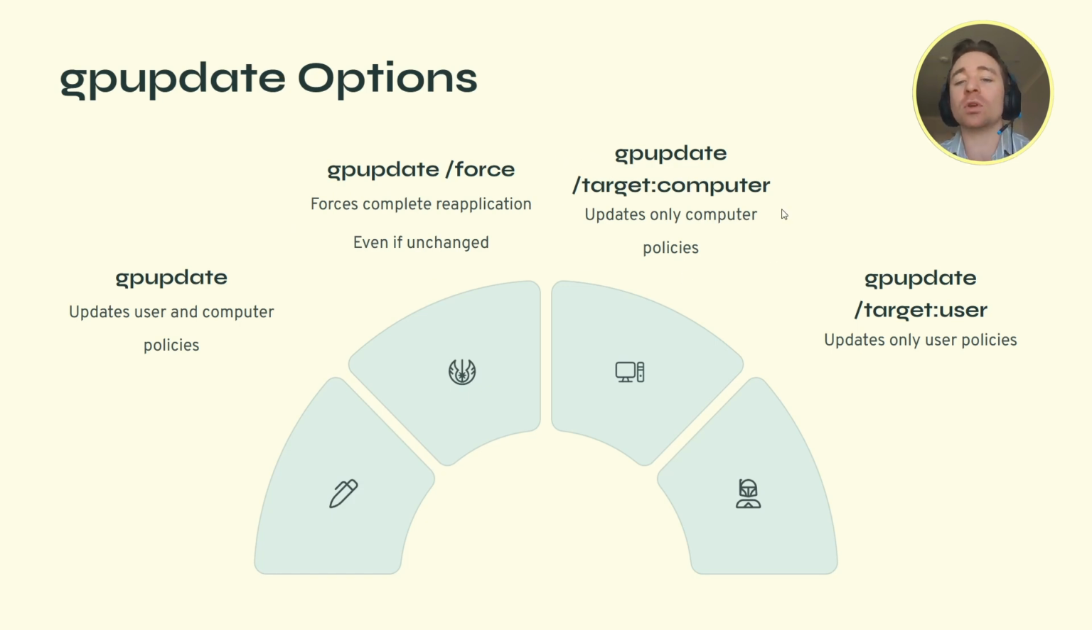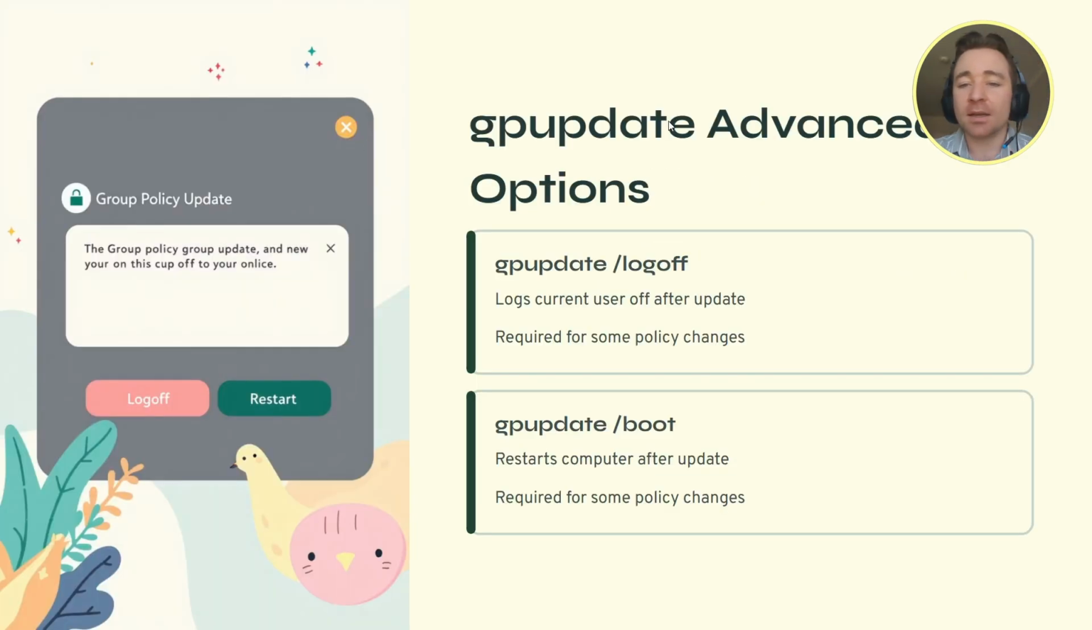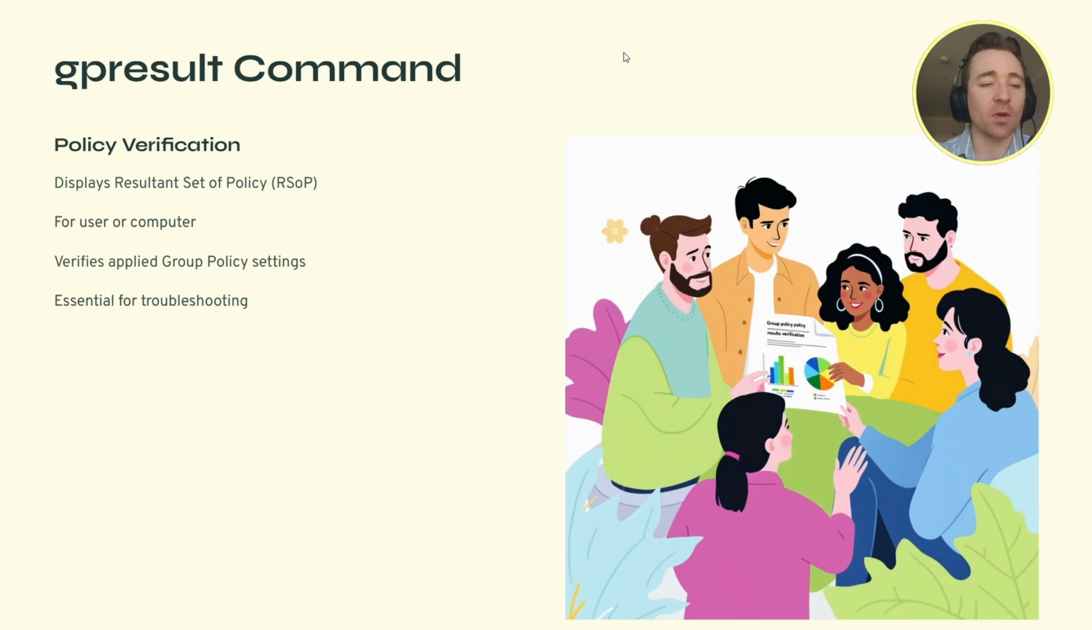/target:computer will update only the computer policies, and gpupdate /target:user will update only user policies. So you can get really specific, but just know gpupdate can be used to update those policies on devices. Let's skip over that. We don't really need that.